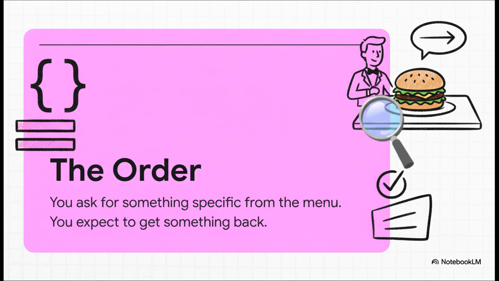So you've looked at the menu. Next up, you place your order. You flag down the waiter and say, "I'll have this special burger, please." You're making a specific request based on what was on the menu, and you're expecting something in return, right? You're expecting that burger to show up at your table.